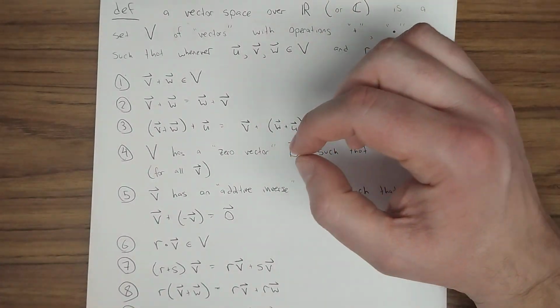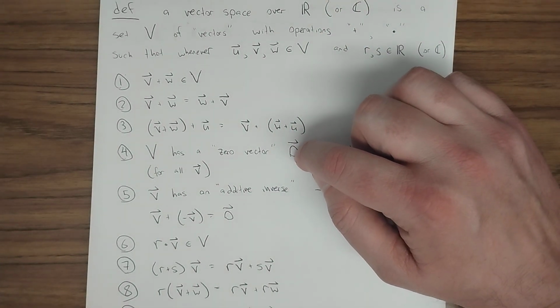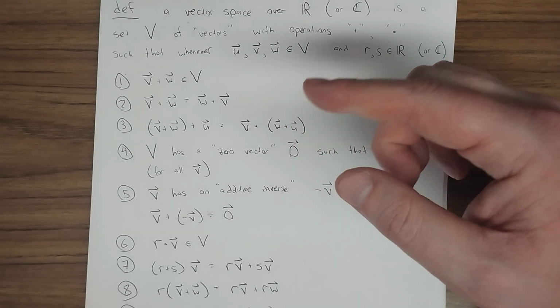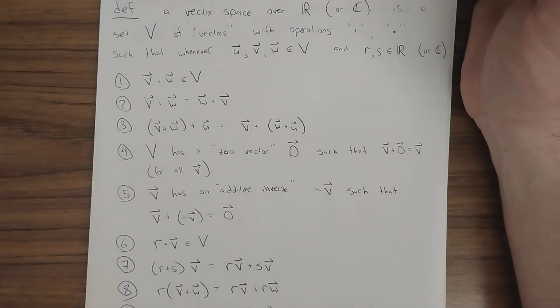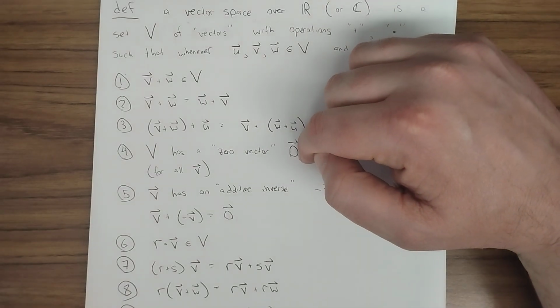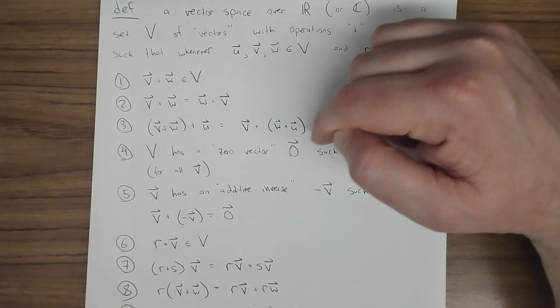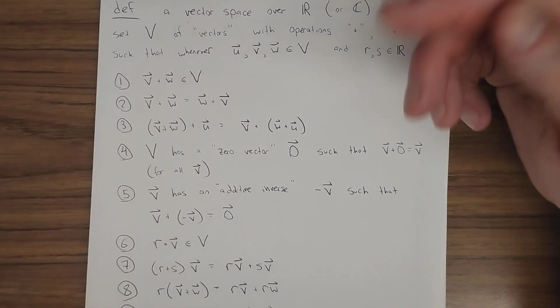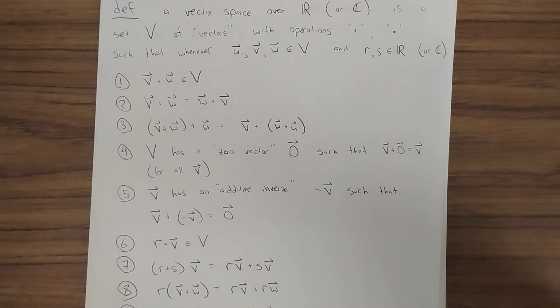If we're talking about R3, the 0 vector is literally just the vector that has 3 zeros in its coordinates, or in general, in Rn, n-dimensional space, the 0 vector is just the vector that has n zeros.